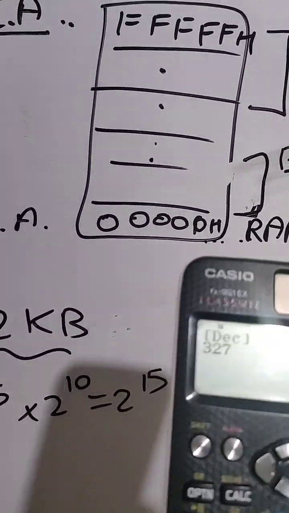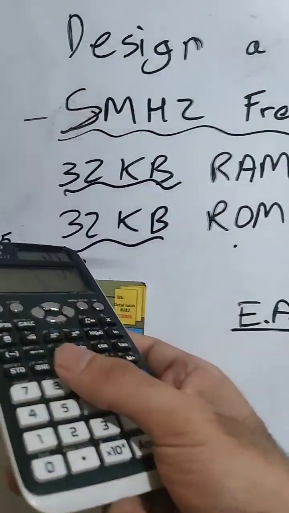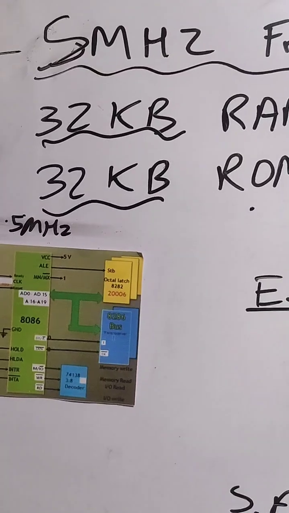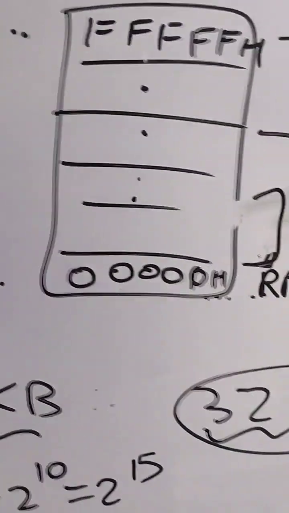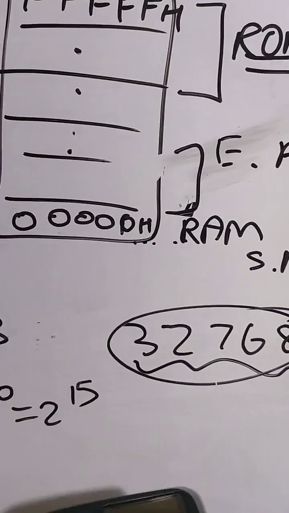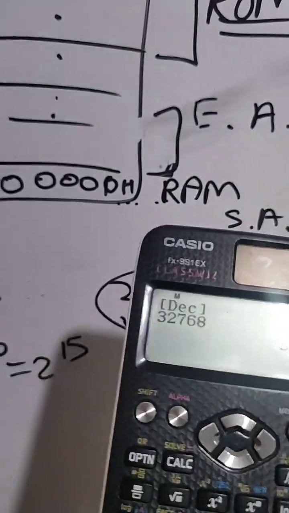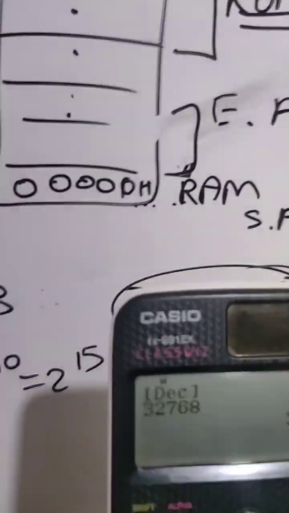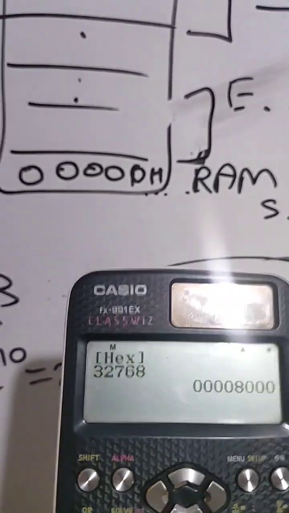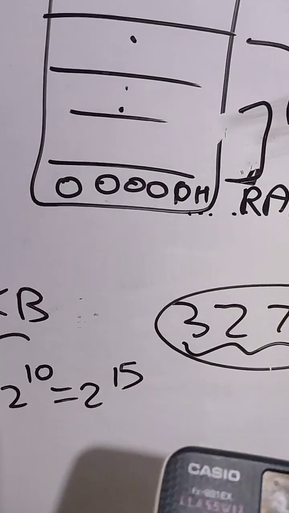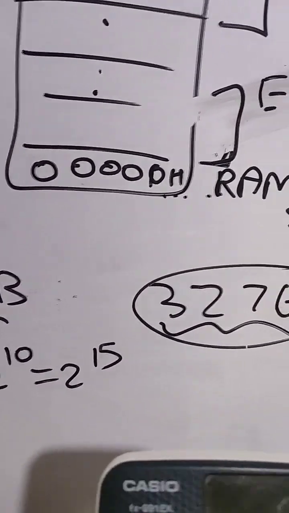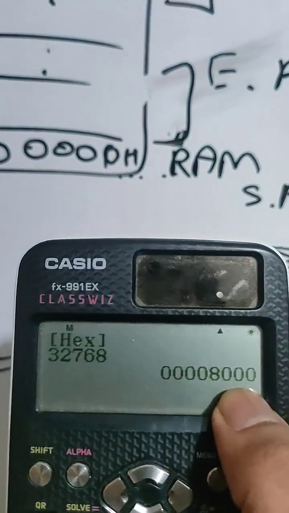32768. It could be different also, like for example in the question it could have been 16 KB also, right? There's no such guarantee. So if it was 16 KB, then according to that you'll have to calculate. Over here it was 32 KB only, so it remains the same. And now if you convert it into hexa, you get 8000, right? Okay. So now we know we have 8000 as the ROM size.